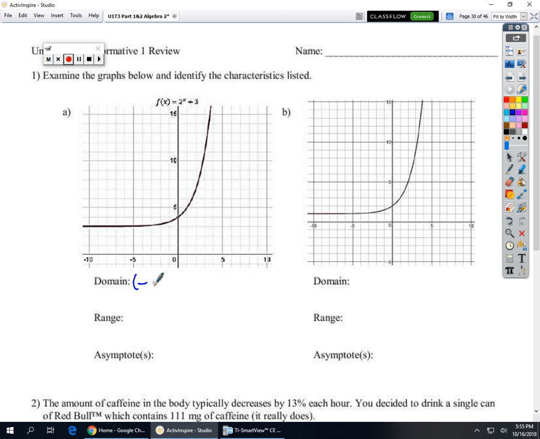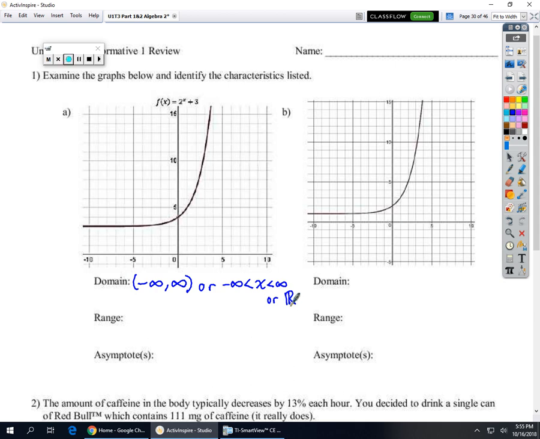So the domain, you'd write it as negative infinity to infinity. You can write it this way. Or negative infinity less than x less than infinity. Or you could be very lazy and write R for all real numbers.